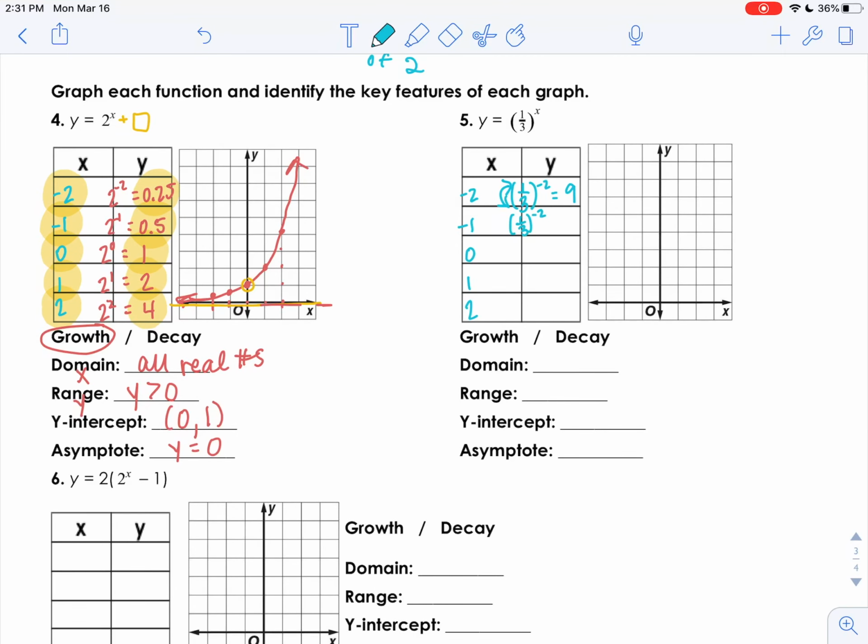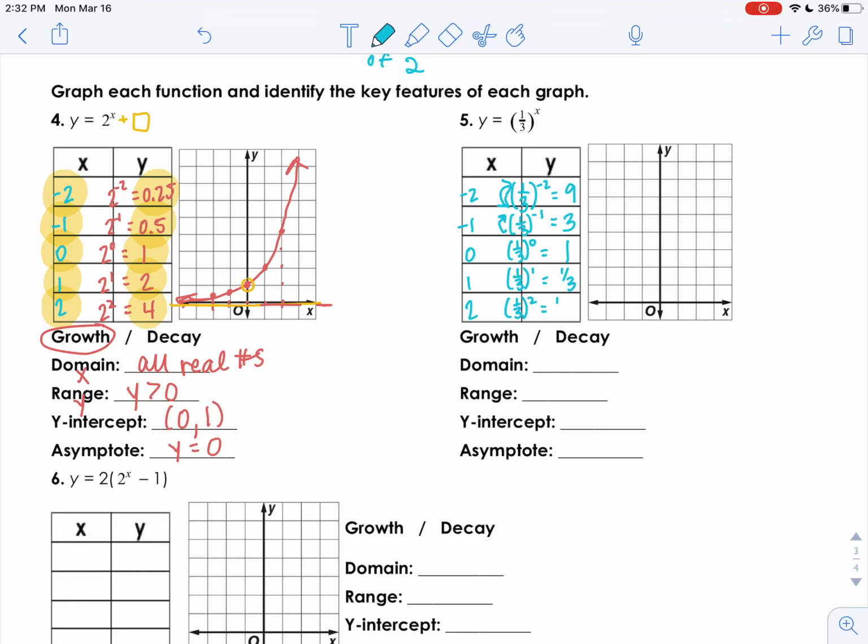Then we have 1/3, sorry, to the -1. And using that idea that a negative exponent flips, that means I'm going to have 3 to the 1, so this should equal 3. You can plug that in your calculator to verify that though. Then I have 1/3 raised to the 0. Anything to the 0 is 1. And then I have 1/3 to the first power, which is 1/3.